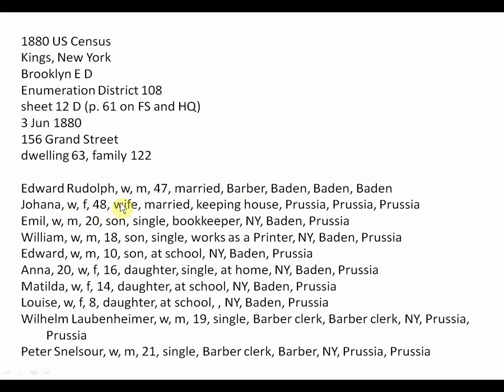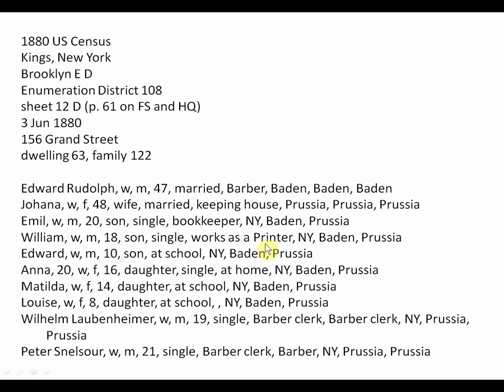Johana, white female, 48, married, keeping house. She's from Prussia. It says Emil is 20. He's single, a bookkeeper. He was born in New York. His father was born in Baden. His mother was born in Prussia. That would seem to fit.